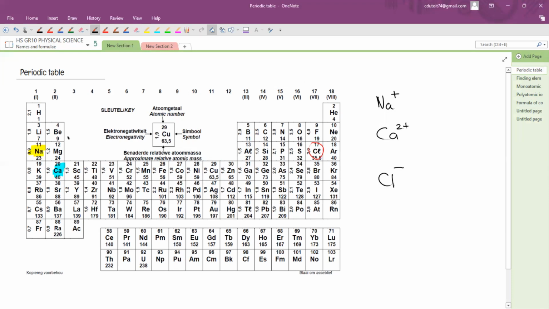I want to know the charge on the oxygen ion. O. Let's ask Calvin. -3? Nope. -2, sorry. -2. 2 negative.